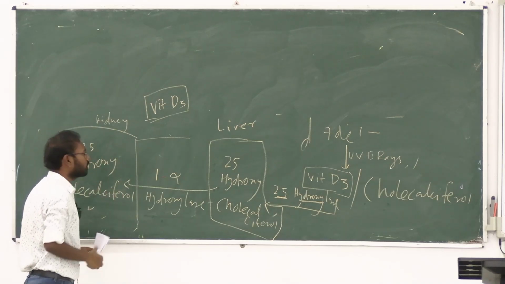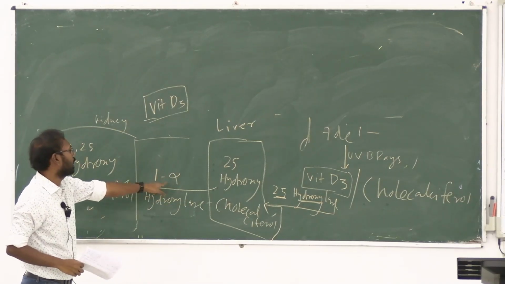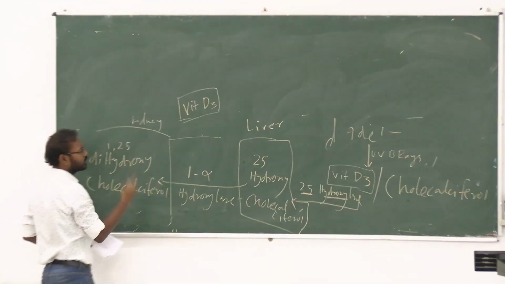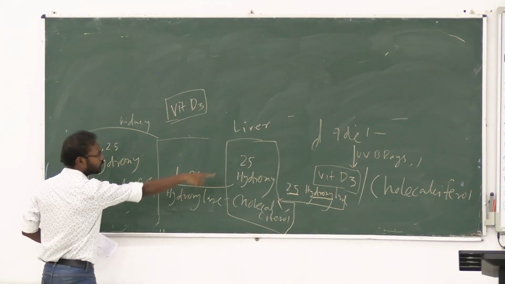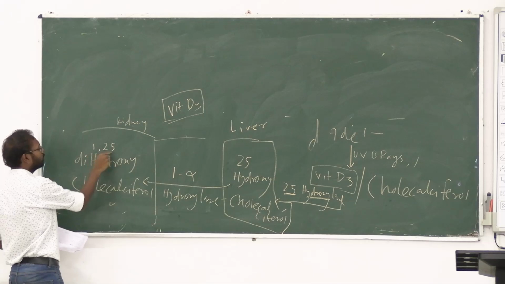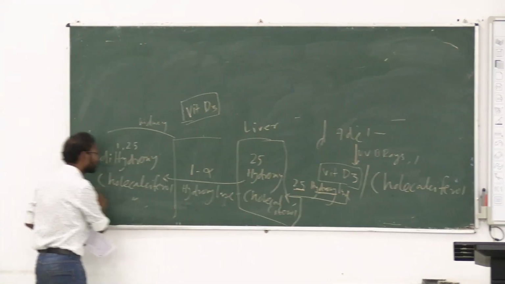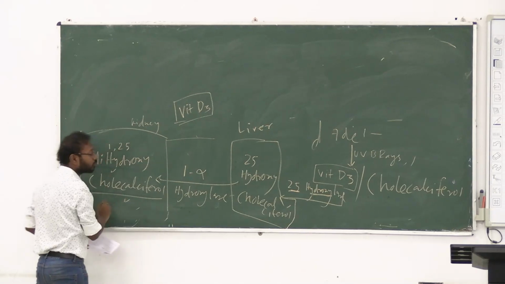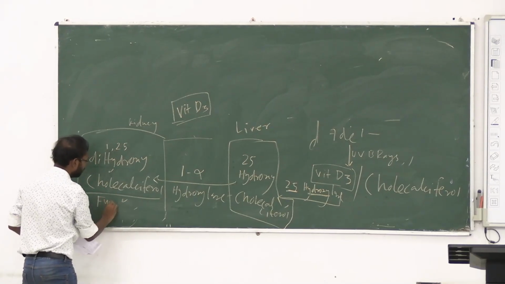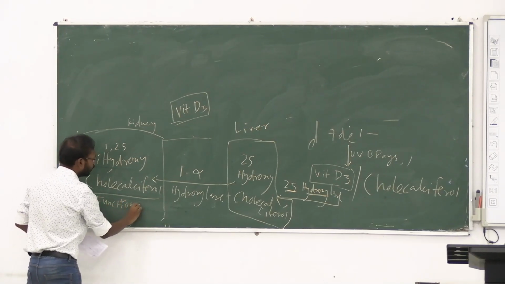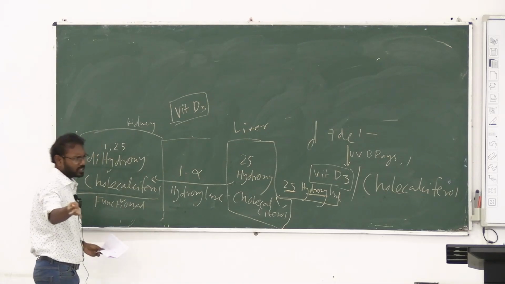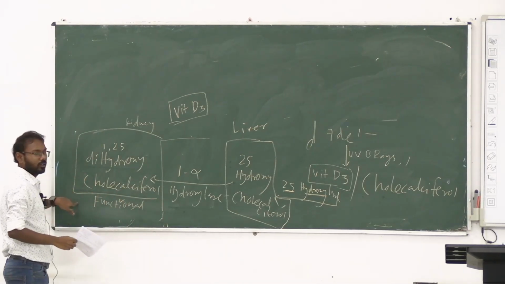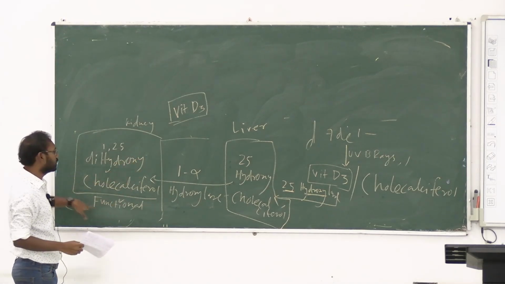So now, 1,25 dihydroxy, because there are 2 hydroxy groups from 2 hydroxylases. So 1,25 dihydroxy cholecalciferol. This is the active and functional form of vitamin D. Whenever we say that vitamin D is working, you have to remember that this form is working. Not all these forms, only this form works.